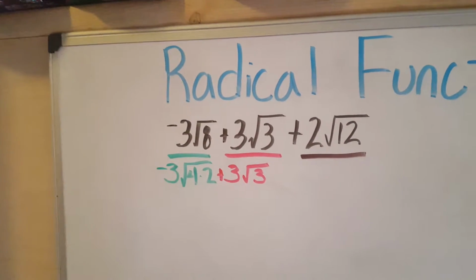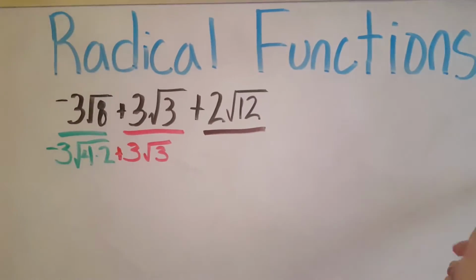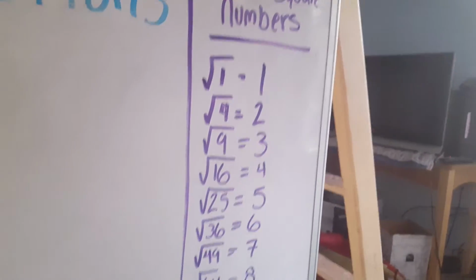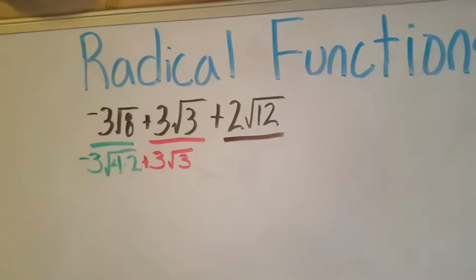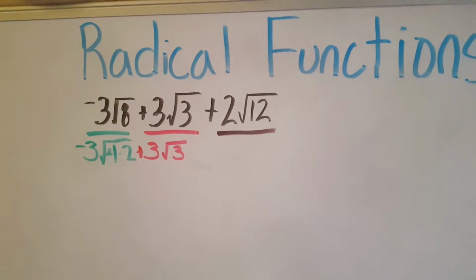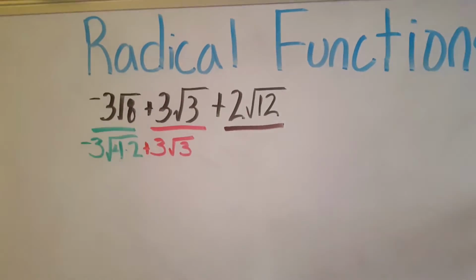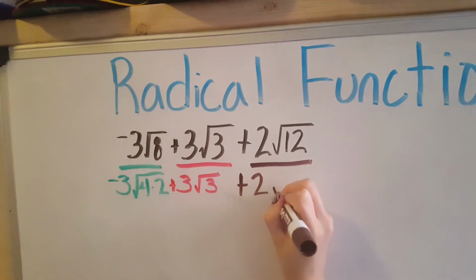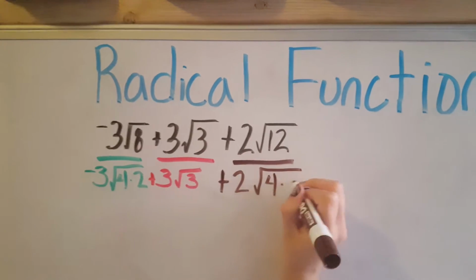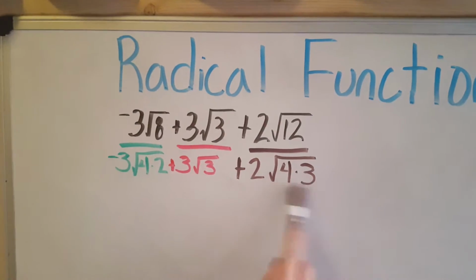Now we're going to look at our brown, and it's 2 square root of 12. Well, if we look at our little cheat sheet, 12 is not a perfect square, so we have to find a perfect square that can go into 12. So 4 times 3, 4 is a perfect square that can go into it. So it's plus 2 square root of 4 times 3. Okay, so now we dissected it with our perfect squares.